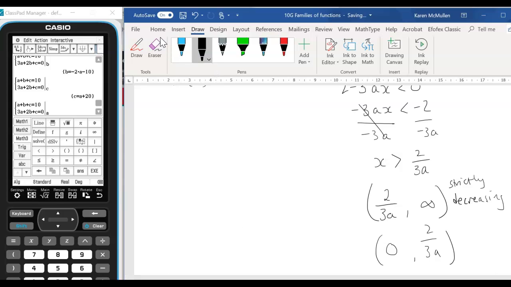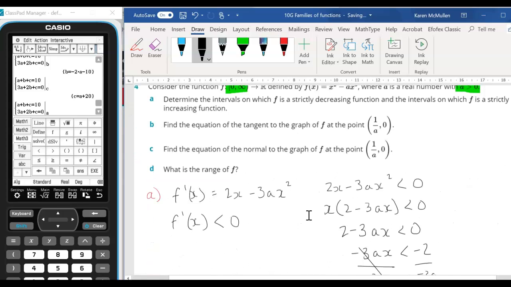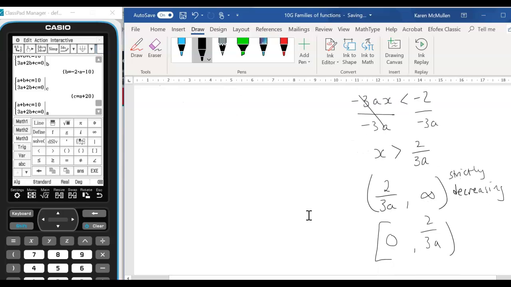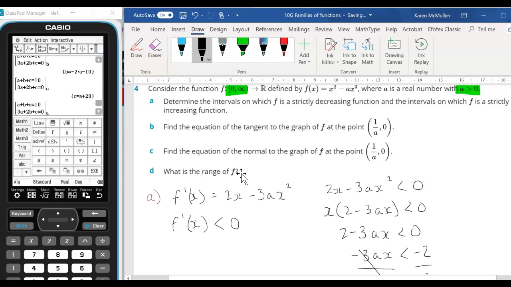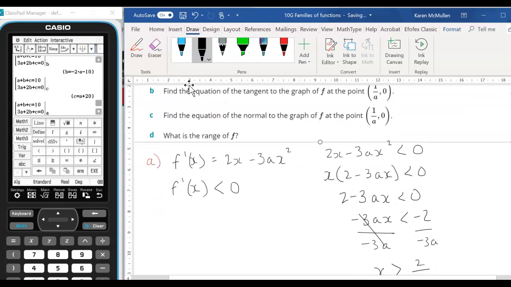And remember your domain is from 0. Actually, I need to change that to including 0. I'm pretty sure in the question it is including 0. So from 0 to 2 on 3a, we are strictly increasing. I don't know why I've gone all the way on the right-hand side of the page.